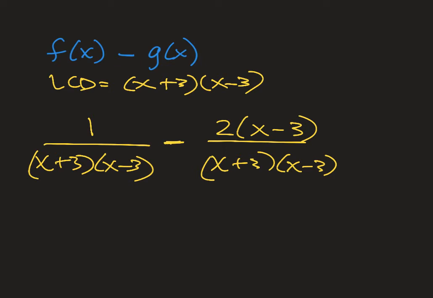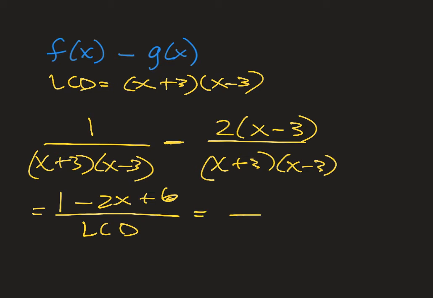So now, I do have to be very careful here, because now I have to distribute a minus 2. So my numerator is going to look like this: 1 minus 2x plus 6. And sometimes I get lazy for a second, and rather than rewriting it, I know I have one more step of simplifying. For a second, I'll just do that. I'll say over the LCD.